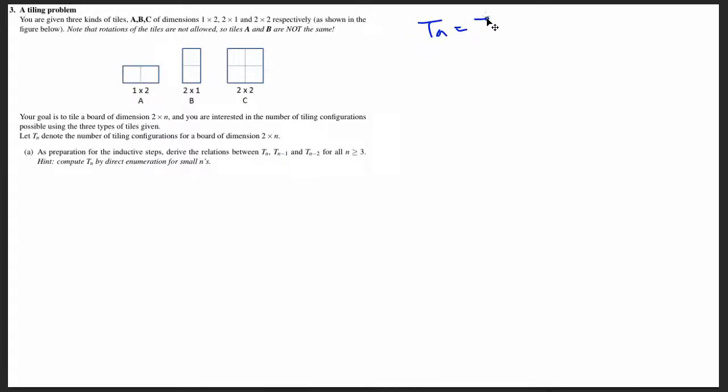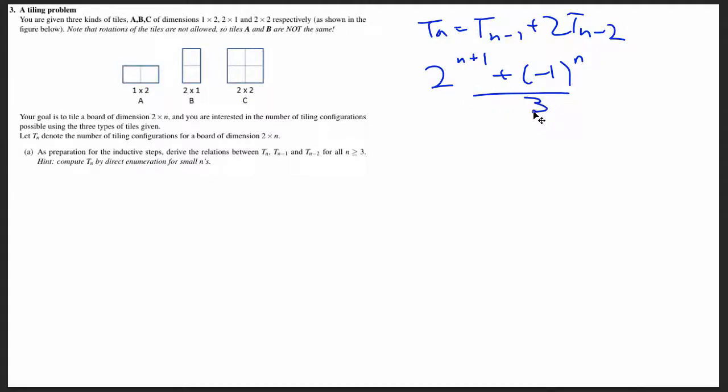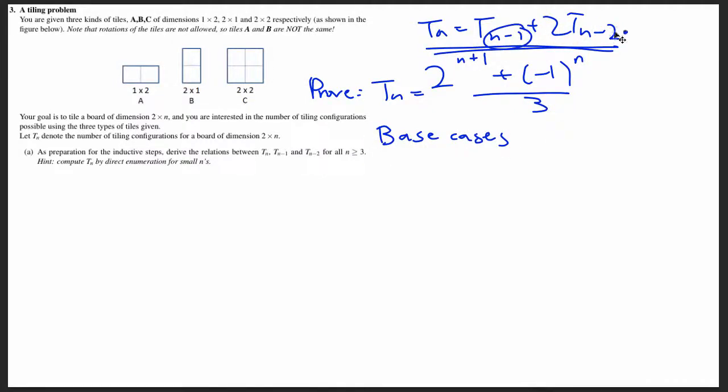Recall, Tn equals Tn minus 1 plus 2Tn minus 2. We need to prove the formula (2 to the n plus 1 plus negative 1 to the n) over 3. So prove. And you guys are pretty much used to this by now. What we want to do is we want to have base cases. And notice, since we're going to use this recurrence relation and that it has 2 subproblems that it relies on and 2 landing spots, you need 2 base cases.